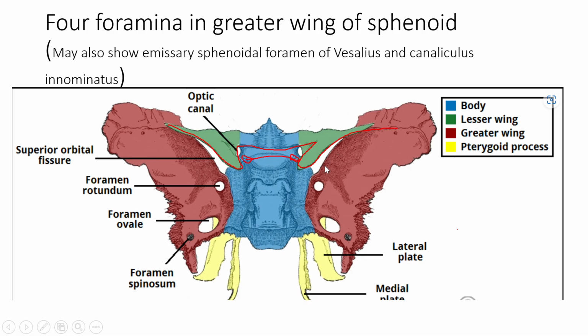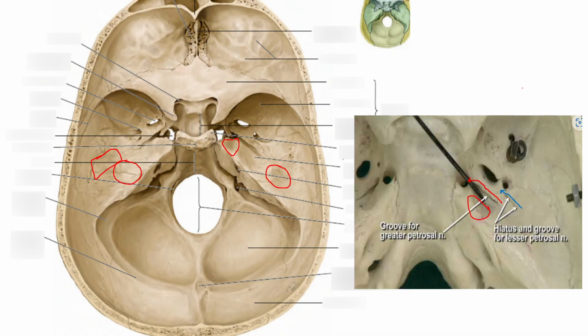Now we are only talking about 4 foramina in the greater wing of sphenoid, but there can be the presence of the foramen of Vesalius and the canaliculus innominatus. That is not of much significance here. Now we are coming to these. In the greater wing we have seen the foramina. So here the ovale and spinosum are seen.